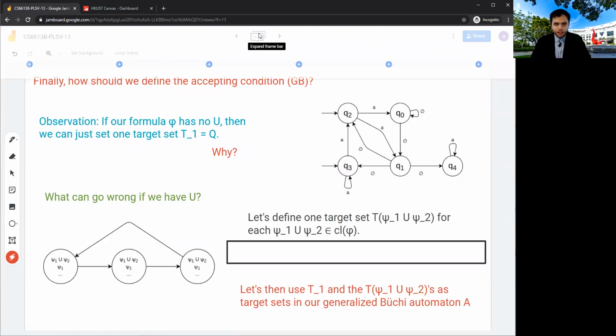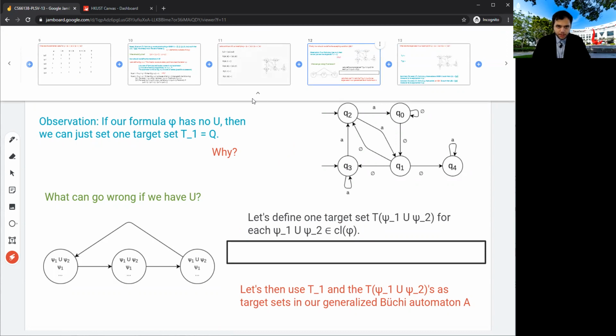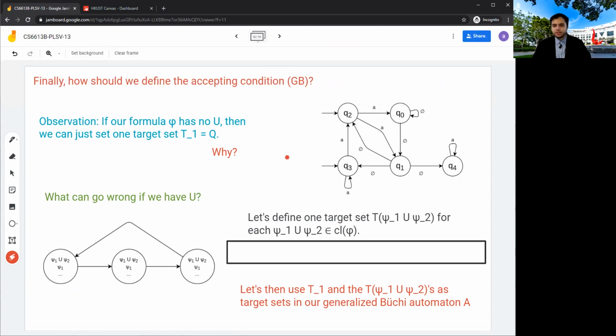So in our generalized Büchi automaton, we saw at the beginning of the session that we can have k different target sets, right? And we always have this trivial target set, which is all the states. But we also put one target set for every subformula, or every formula in the closure, that has this form, that has an until.